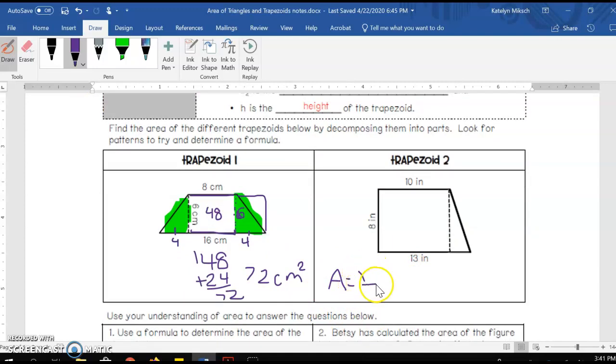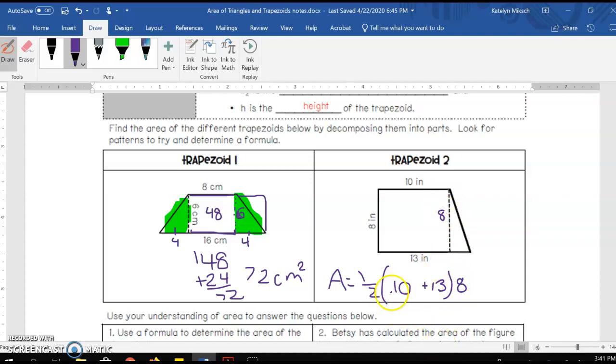Area equals 1/2. Base 1 and base 2 are in parentheses, and remember those are the two sides that would be parallel. Doesn't matter which one I put first. I can do 10 plus 13 or 13 plus 10 because we're adding. It would give me the same outcome. And then the height is 8 inches for this one. Since this is a rectangle here in the middle, this height that's marked would also be 8 inches.